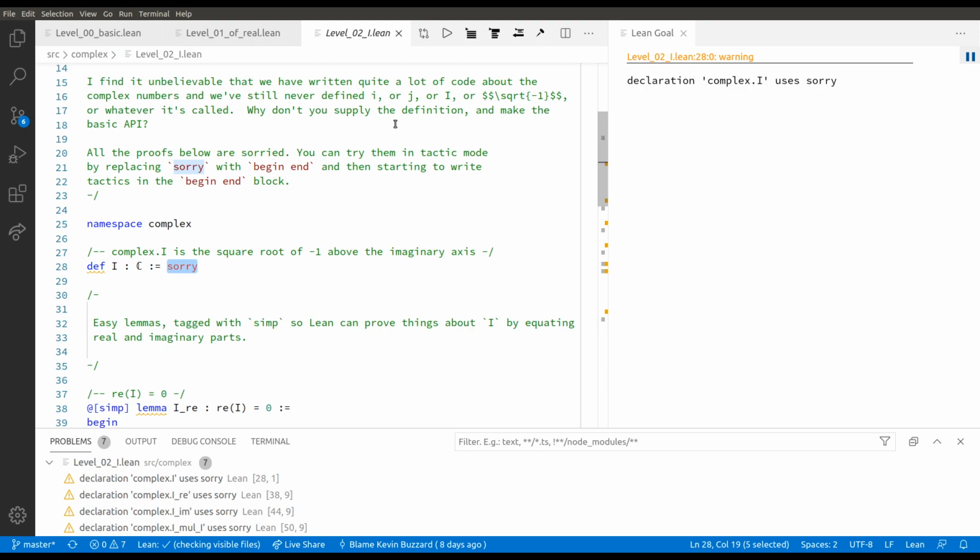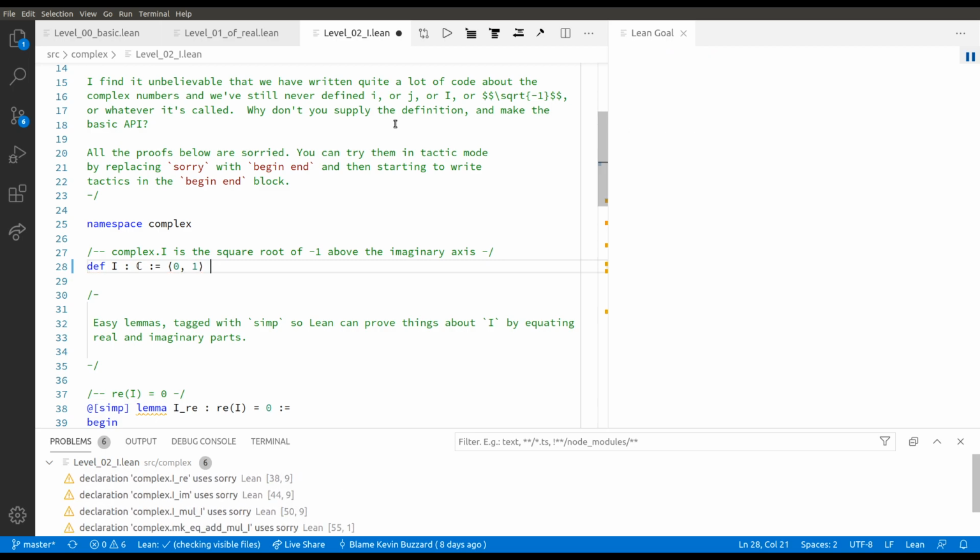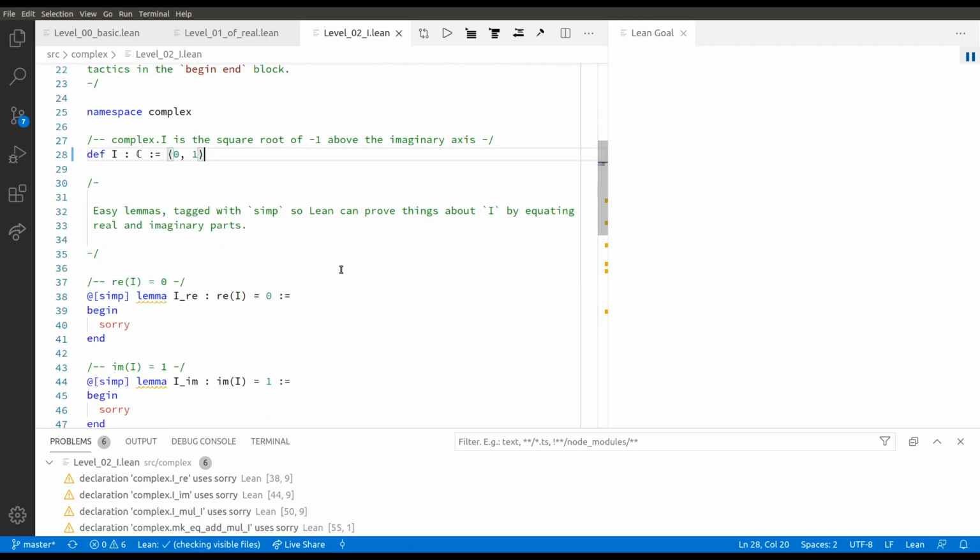So let's define the square root of -1, and that's going to be the complex number. So this is a very short level, by the way. The complex number square root of -1 is defined to be the complex number whose real part is 0 and whose imaginary part is 1. There we go. And so now you can see here we've got how many? We've got 6 errors. No, 6 warnings. So now we have to prove 6 things.